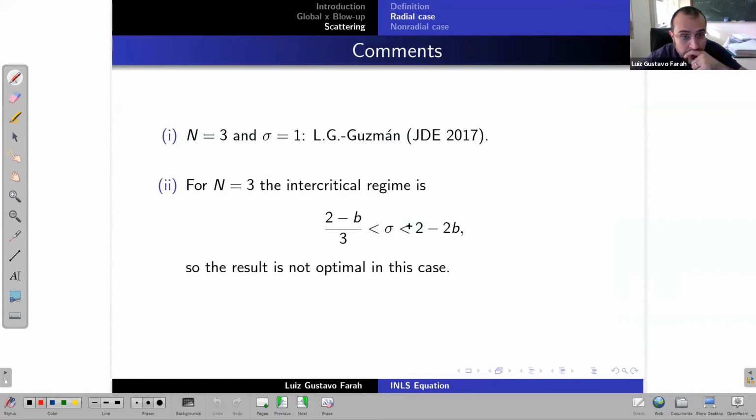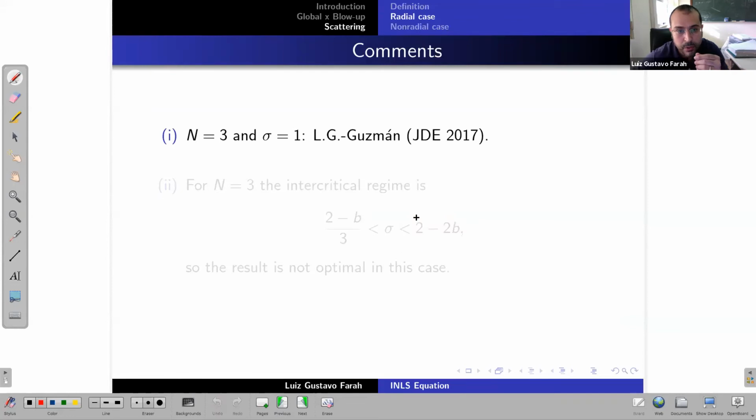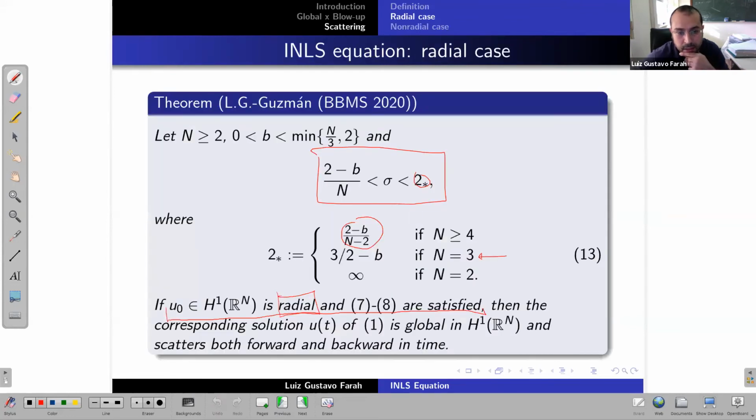So that's the point here. So when n equals 3, the intercritical regime is, so you must get sigma up to 2 minus 2b. So our result is not optimal because we don't get up to this level. We get only up to 3 halves, right?